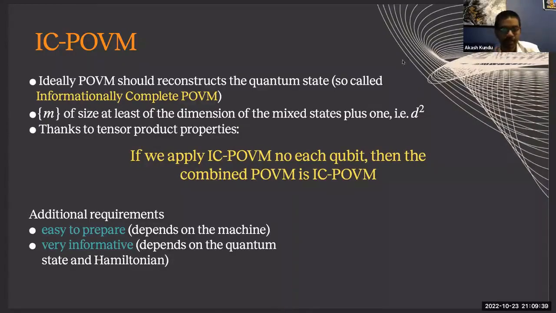So the structure of the IC-POVM, information complete, is different from the POVM. It has something additional, right? Because yes, it tracks the local phase and stuff, right?